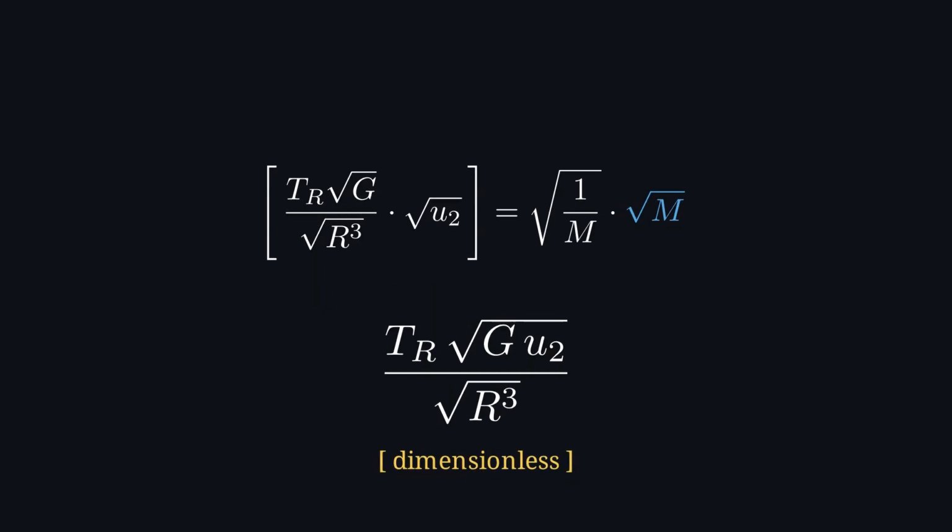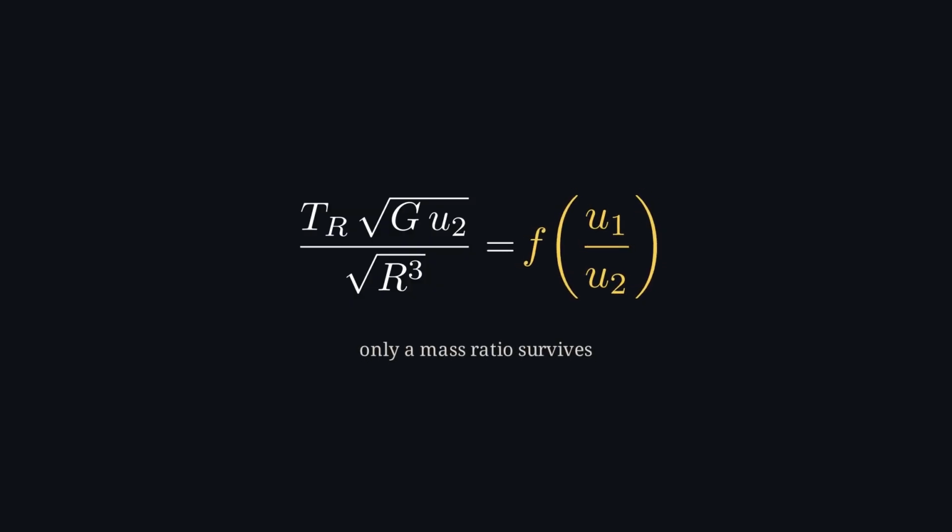Every unit, gone. Here's the payoff. The left side has no units. So the right side can't have any either. It can only depend on things that are already dimensionless. And the one dimensionless thing left is the ratio of the two masses. So this group has to equal some function of u1 over u2.